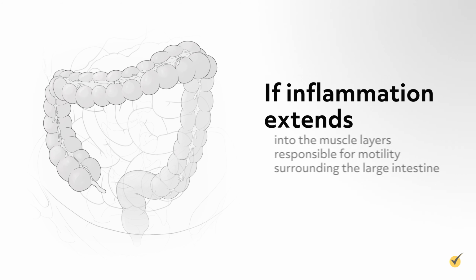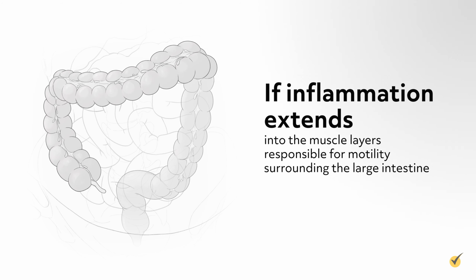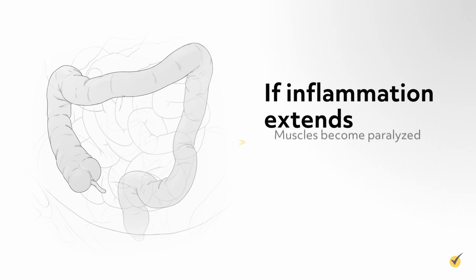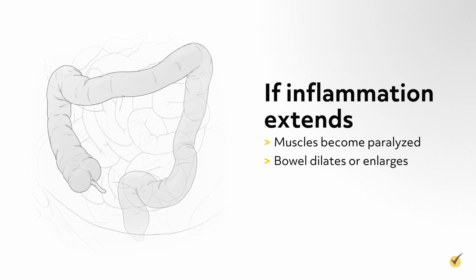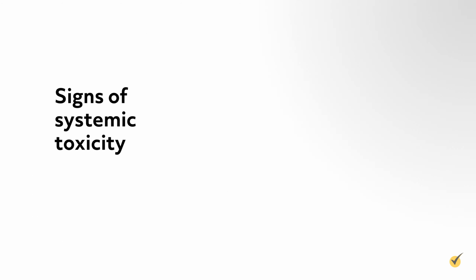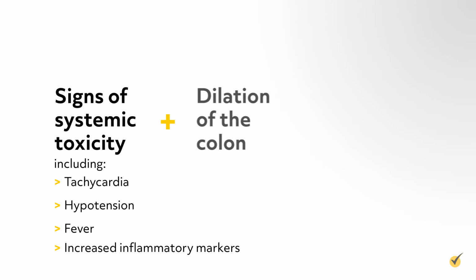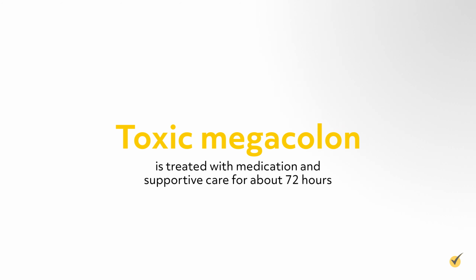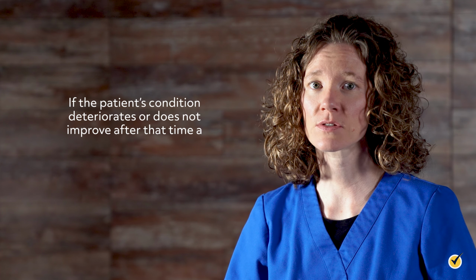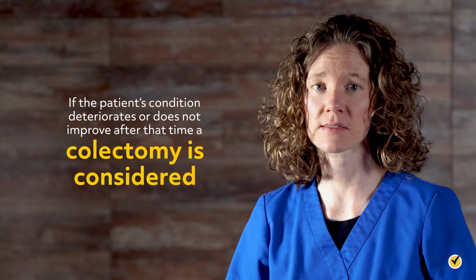If the inflammation extends into the muscle layers responsible for motility surrounding the large intestine, the muscles become paralyzed and the bowel dilates or enlarges, which also causes abdominal distension. Signs of systemic toxicity, including tachycardia, hypotension, fever, and increased inflammatory markers, combined with dilation of the colon, result in the condition known as toxic megacolon. Toxic megacolon is treated with medication and supportive care for about 72 hours. If the patient's condition deteriorates or does not improve after that time, a colectomy is considered.